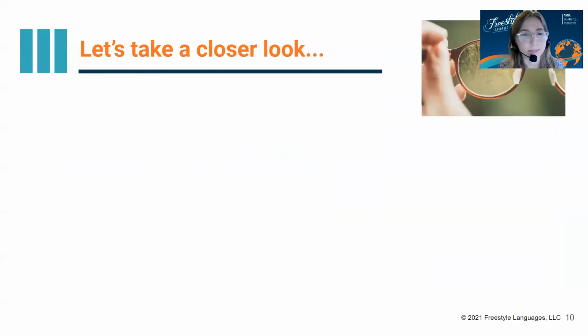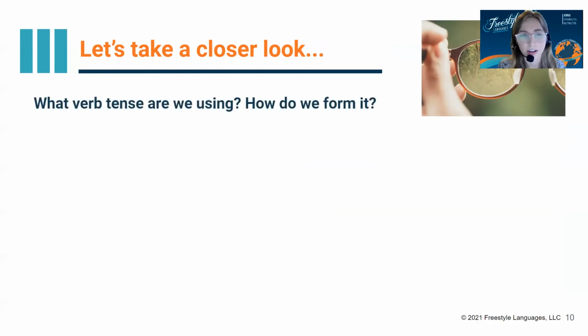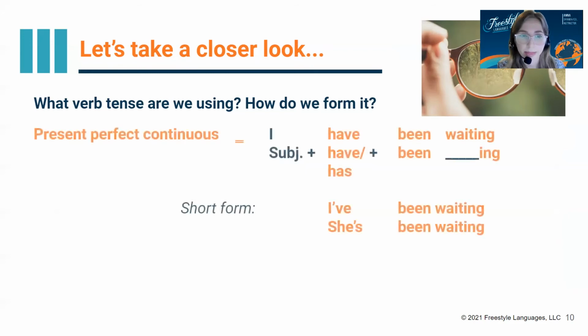Okay, so what did we see? So we're using a different verb tense here, right? Which one is it? And how do we form it? So this is the present perfect continuous, right? Remember, our continuous tenses are the ones that use ing, the ones talking about an ongoing action. And how do we form this one?